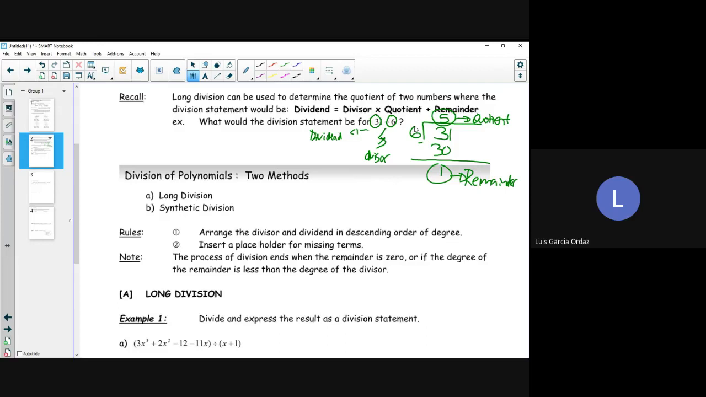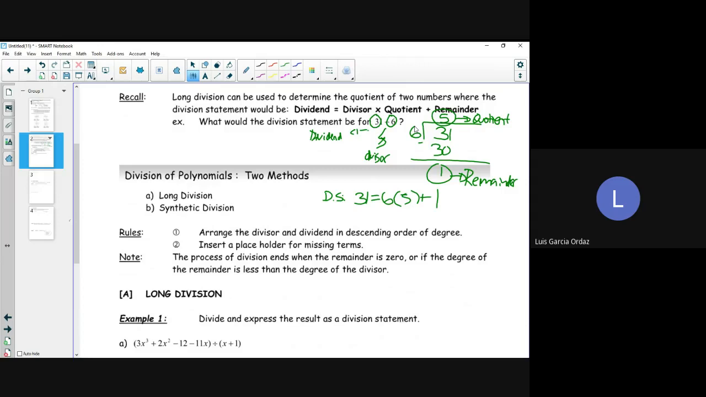So our division statement, our DS, would be: 31 is equal to our divisor, which is 6, multiplied by our quotient of 5, plus or minus our remainder, which is positive 1. That would be our division statement for a long division question that only involves constants and no variables. Essentially, your division statement states what you did to figure it out.